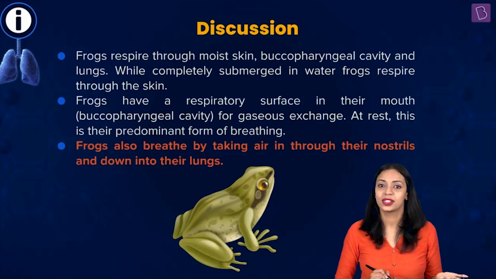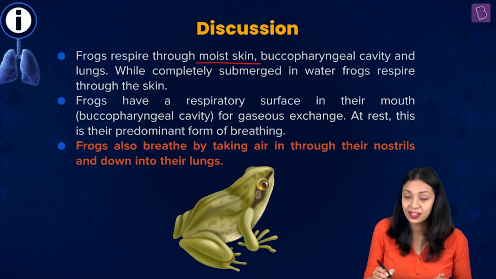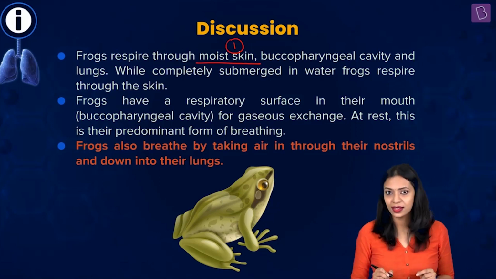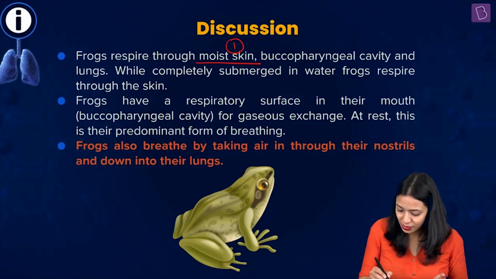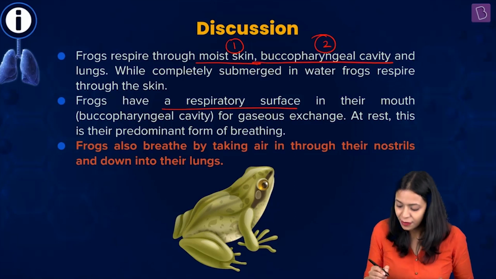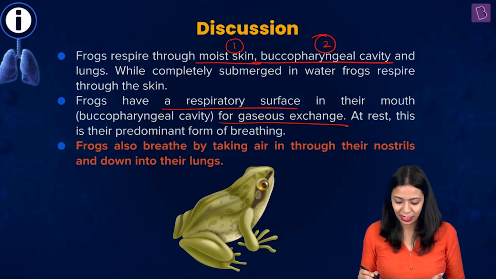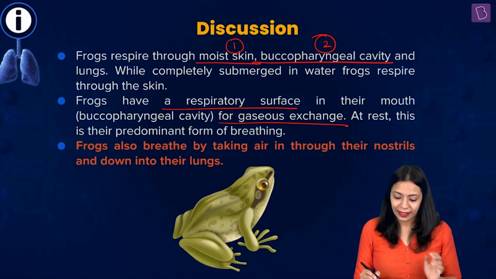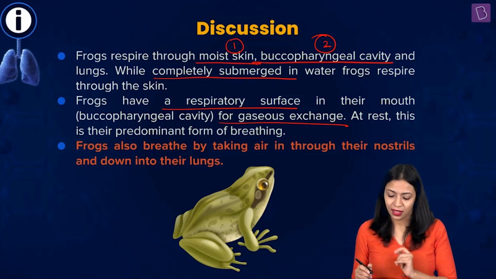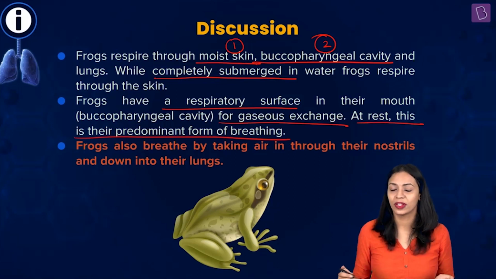Talking about the different respiratory structures used by frogs. Frogs can respire by three means. It can exchange gases and respire through the moist skin, very similar to earthworms, and that is known as cutaneous respiration. Another way in which frogs can respire is by their buccopharyngeal cavity. Frogs have a respiratory surface in their mouths that is known as the buccopharyngeal cavity, and over there exchange of gases can take place. Whenever frogs are completely submerged in water, they use cutaneous respiration. Whenever they are at rest, their predominant form of breathing is through the buccopharyngeal cavity.